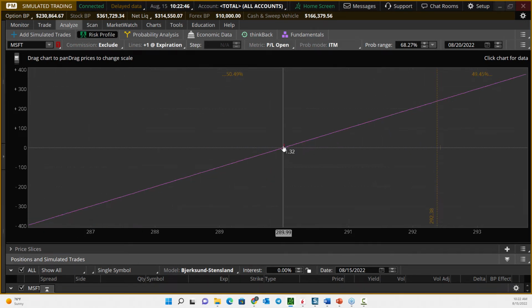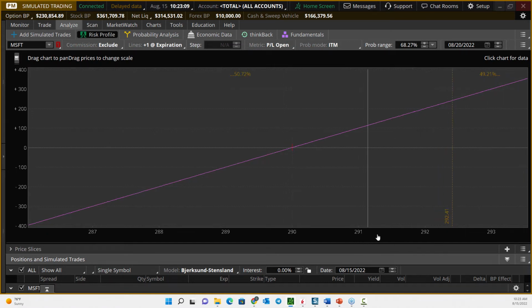And see, here's 290 per share. If we bought 100 shares at 291, look at where you're at. Plus 100 bucks. You see that? That purple line went up. So as the stock goes from 290 to 291, bingo, up 100. To 292, up 200. To 293, up 300.